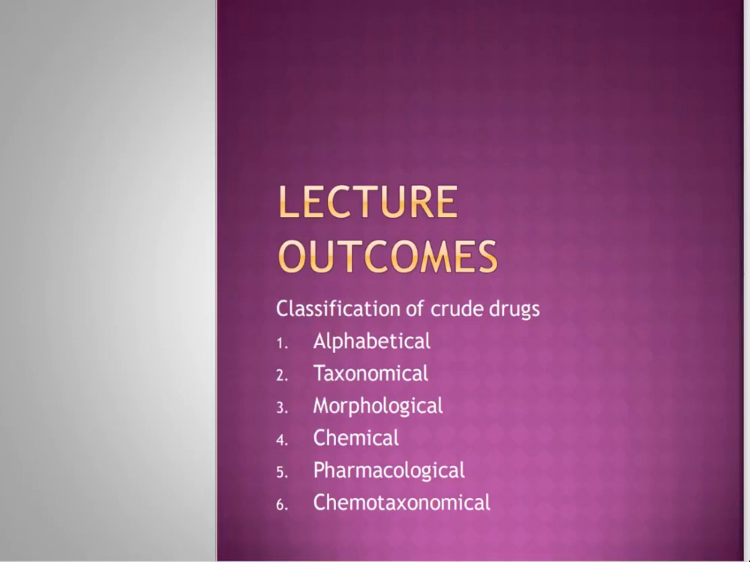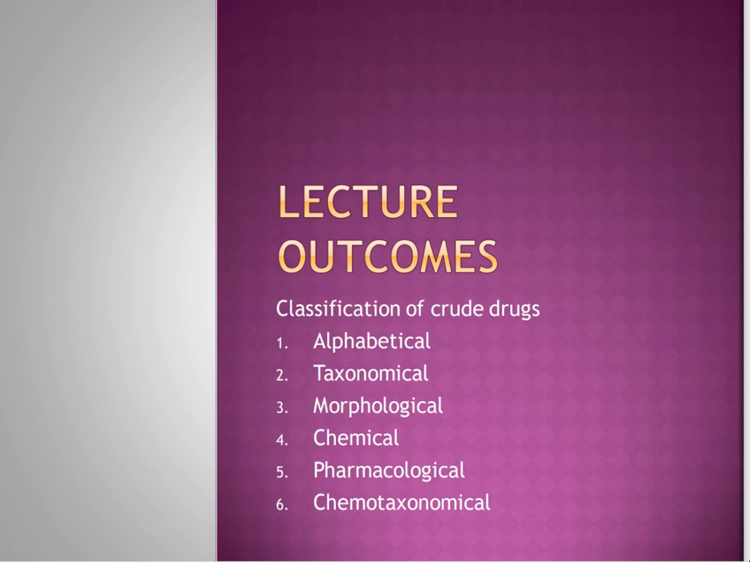In this video of lecture 2 of pharmacognosy, today we are going to study about the classification of crude drugs. There are seven classifications of crude drugs, that is alphabetical, taxonomical, morphological, chemical, pharmacological and chemotaxonomical. The one which is not listed here is your serotaxonomical. All this we are going to study in detail with the examples.